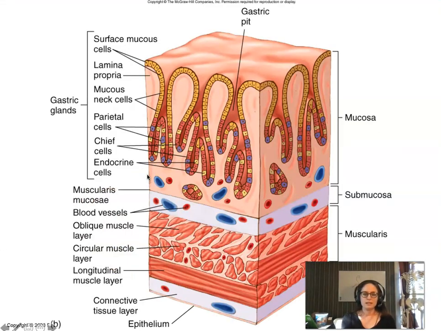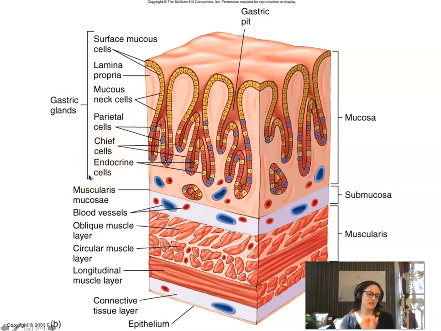Now, within those rugae of the stomach, histologically, when we start getting to a more microscopic level, we do have what's known as gastric pits with gastric glands. So this is a simple columnar epithelium, but it's highly invaginated. It's folded in many, many times. Okay, here's your gastric pit, and deep inside of this gastric pit, we do have some very specialized cells. They are parietal cells, chief cells, and some very specific endocrine cells.